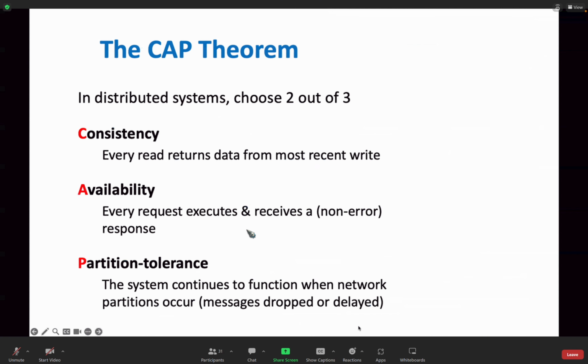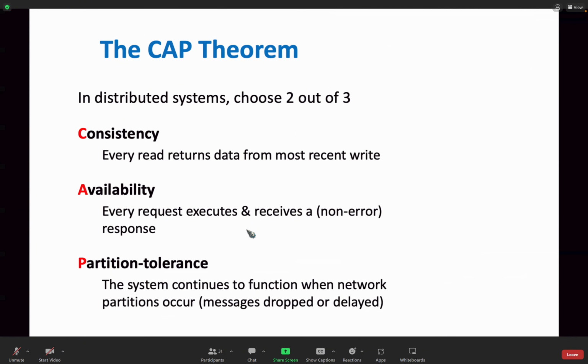The next one is something called the CAP theorem. CAP is an acronym that stands for consistency, availability, and partition tolerance. It's not really a theoretical theorem. It is practical wisdom that in distributed systems, keeping all three is practically impossible, very difficult. So you have to choose only two out of the three.